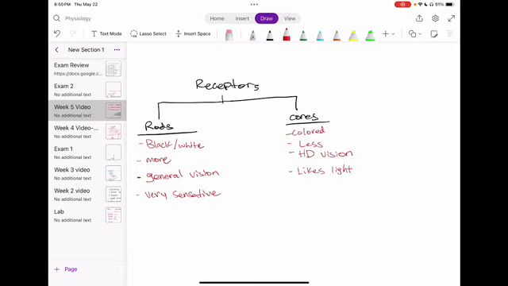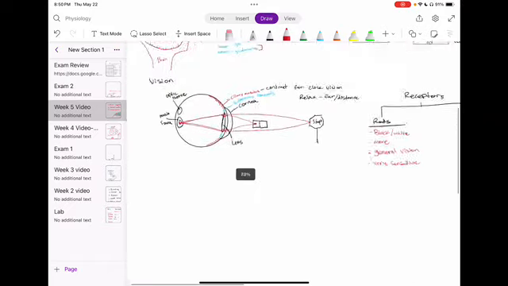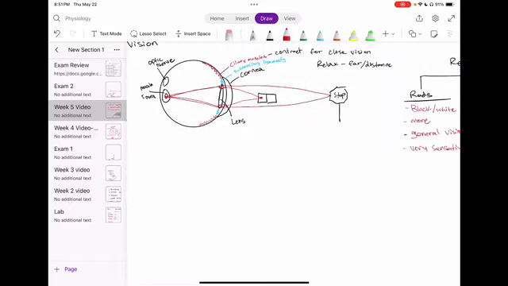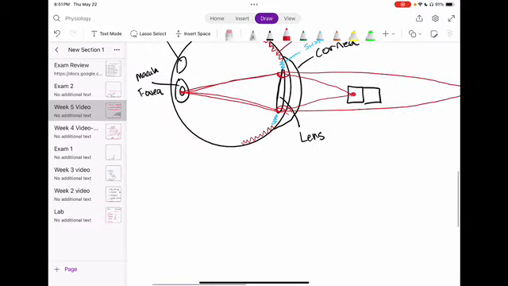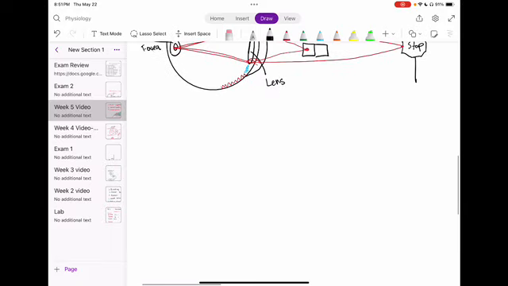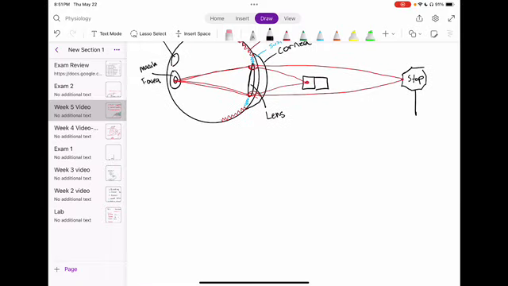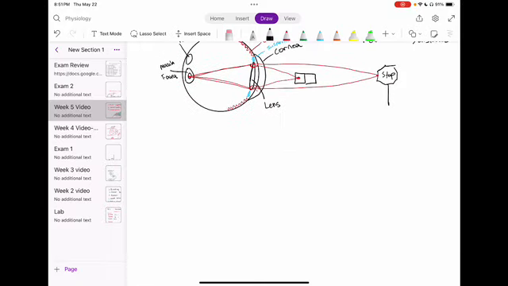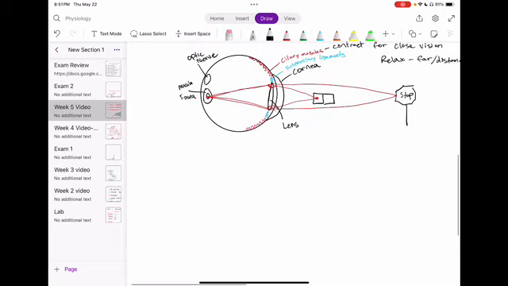Okay. And so now we're going to talk about the mechanism of how light actually works. It's going to take a little bit for me to draw it, but something I should mention here: within the fovea and in the whole back of the eye, this is called the retina. The retina is all the back of the eye.